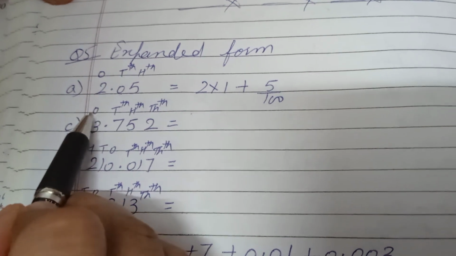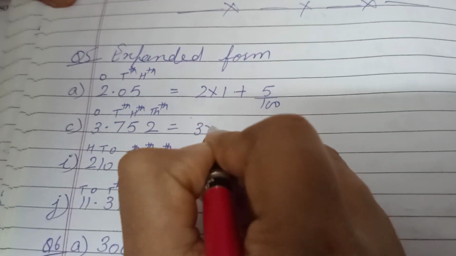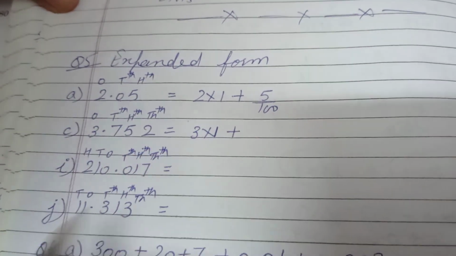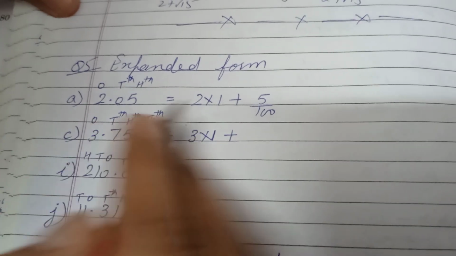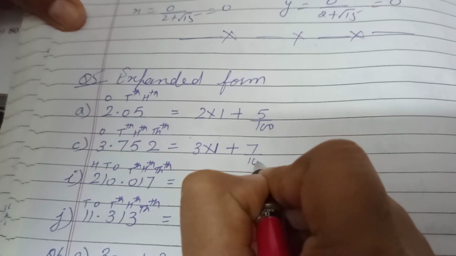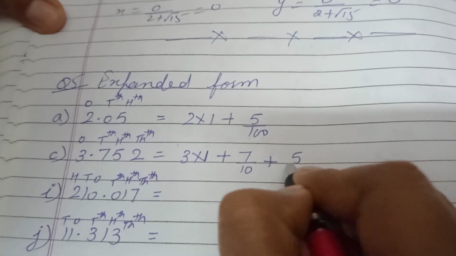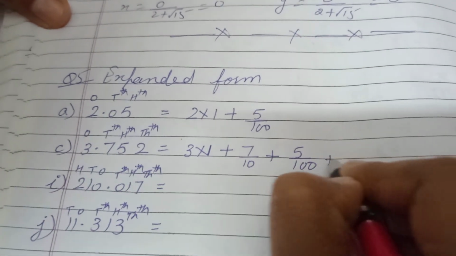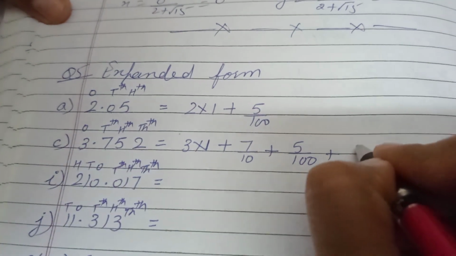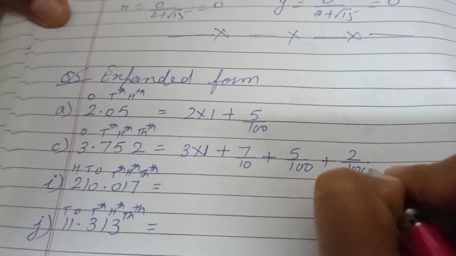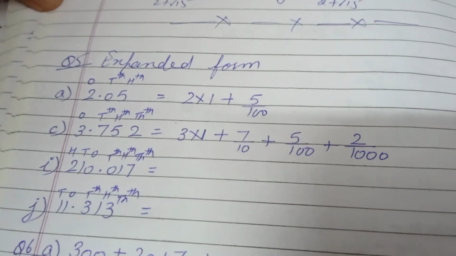3 is on which place? Ones place. So before the decimal we multiply with the place value. 7 is on the tenths place, so it will be 7 over 10. Plus 5 is on the hundredths place, 5 over 100. Plus 2 on the thousandths place, 2 by 1000. This is the expanded form.